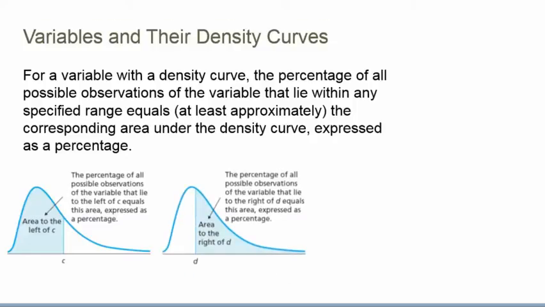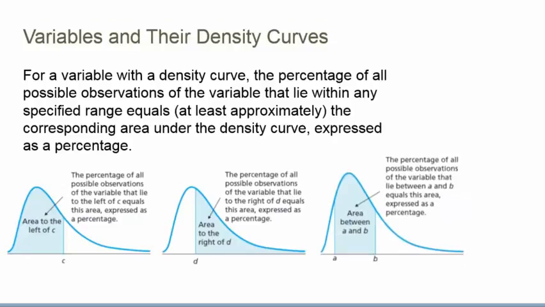Another situation would be where we have D, and we have the area to the right of D. The percentage of all possible observations of the variable that lie to the right of D equals this area expressed as a percentage. So again, if our observations are to the right of D, we can find the probability once we have the area. Our third situation: the percentage of all possible observations of the variable that lie between A and B equals this area expressed as a percentage. And this is the area between A and B.